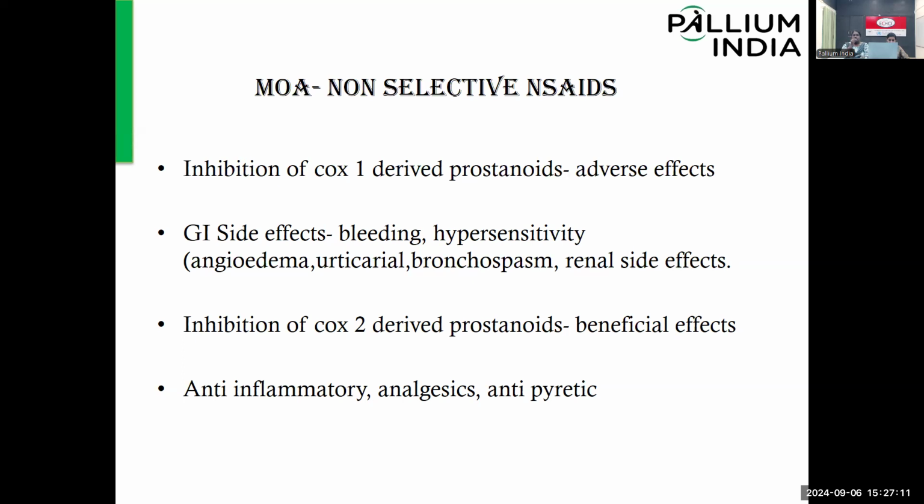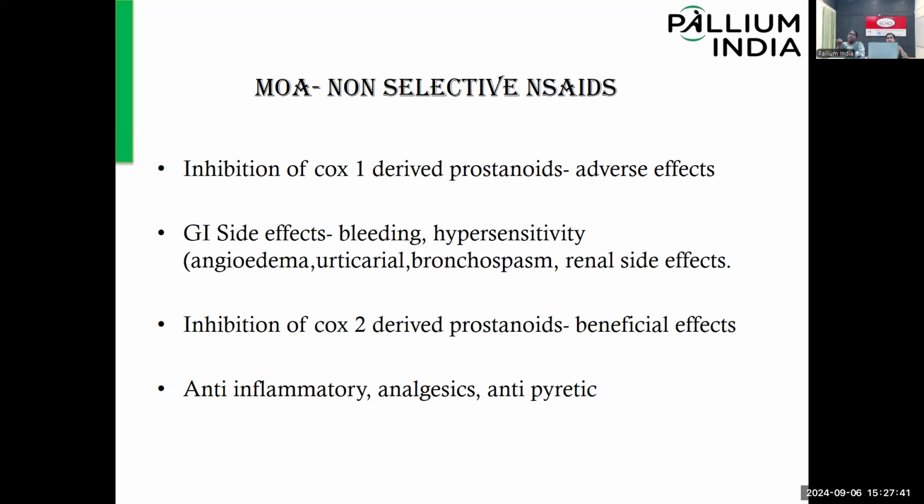Explain once more because it is a little bit confusing. The non-selective NSAIDs have inhibition of COX-1 and COX-2. The inhibition of COX-1 results in adverse effects. What are the adverse effects? The most common adverse effect is GI side effects, that is bleeding, then hypersensitivity, angioedema, arterial lesions, bronchospasm, and renal side effects. These are the main side effects of NSAIDs.